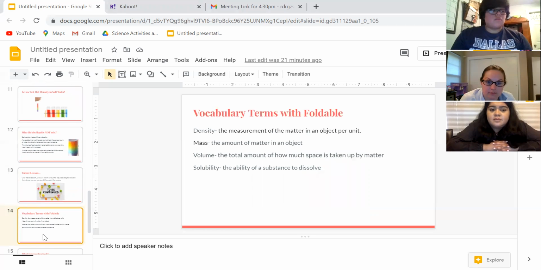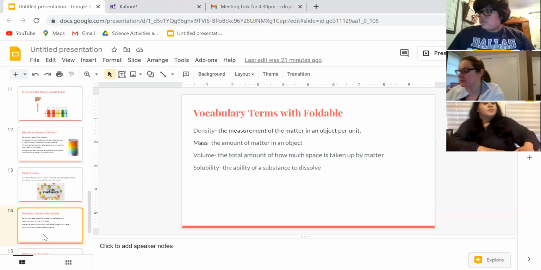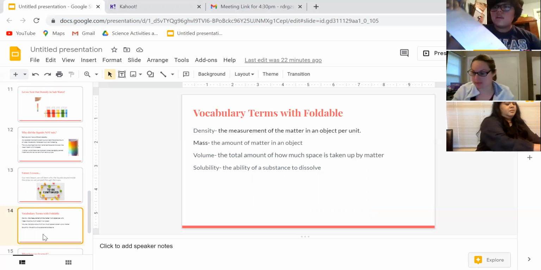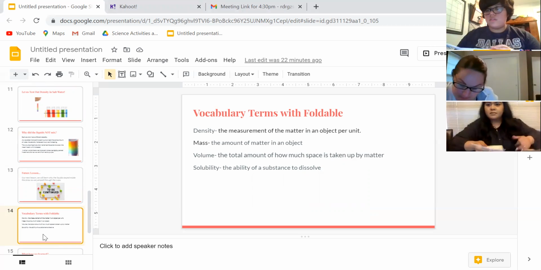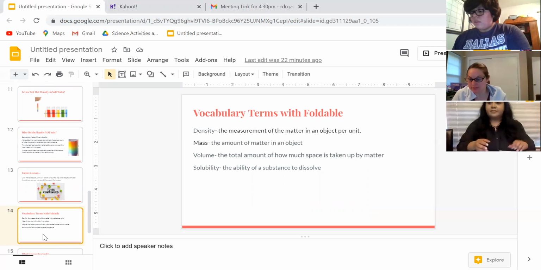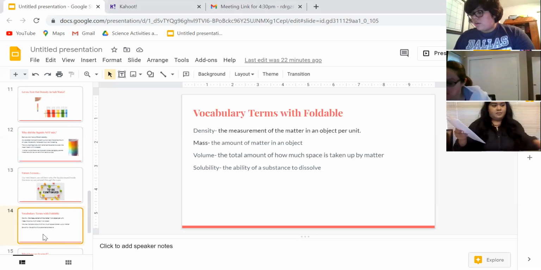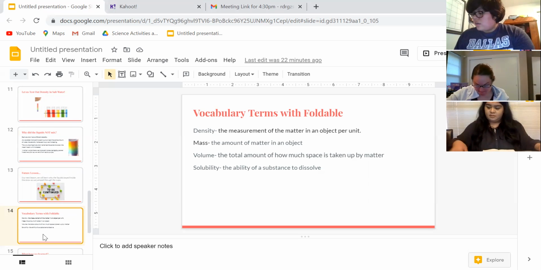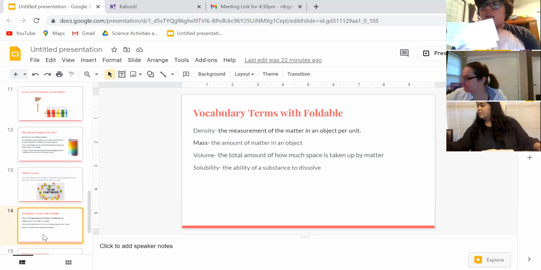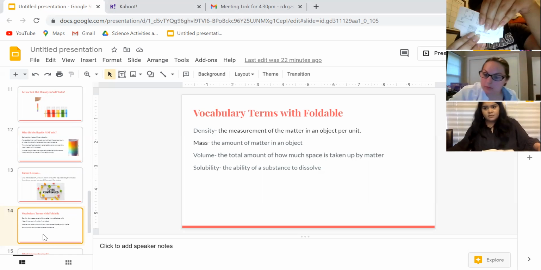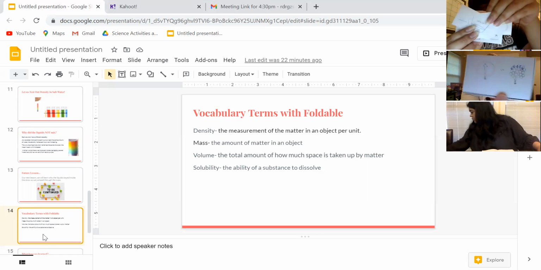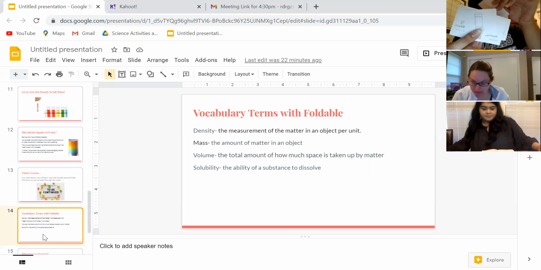And for our vocabulary terms, we're going to grab our foldable that you guys took home yesterday. It should look something like this with our density, mass, volume, and solubility. And if you have tape or glue, either one will work. We're going to go ahead and open our foldable. You guys are going to take your pictures that you cut out. You should have one that looks like this, and then like this. The third one, which is a cup, and the fourth one, which looks like a beaker.